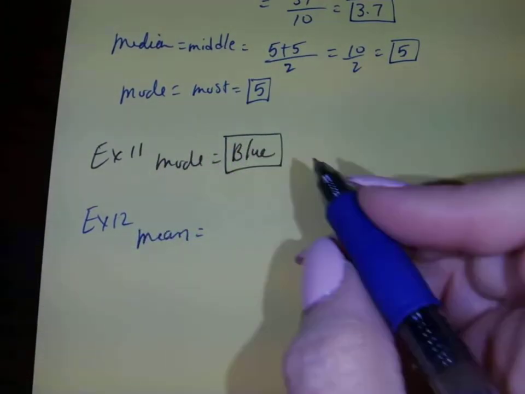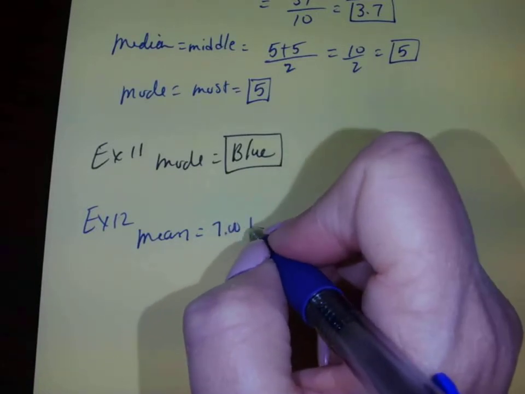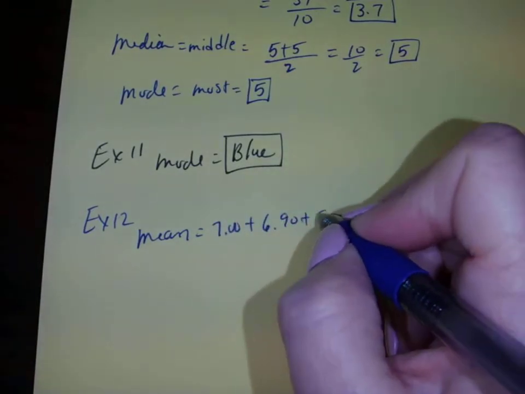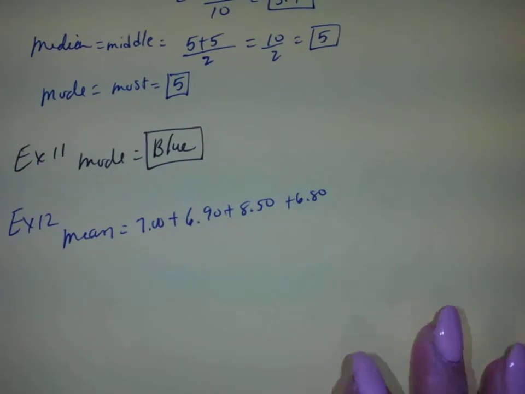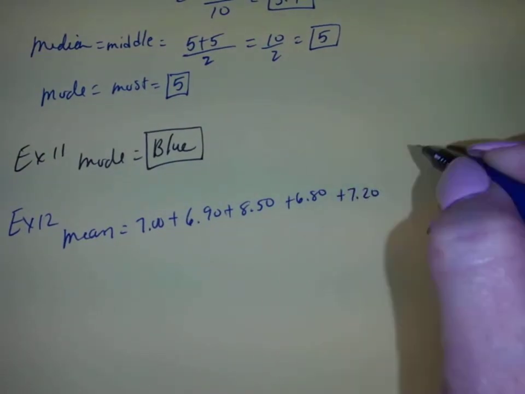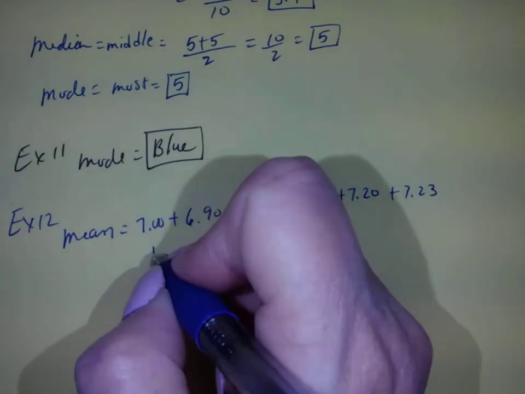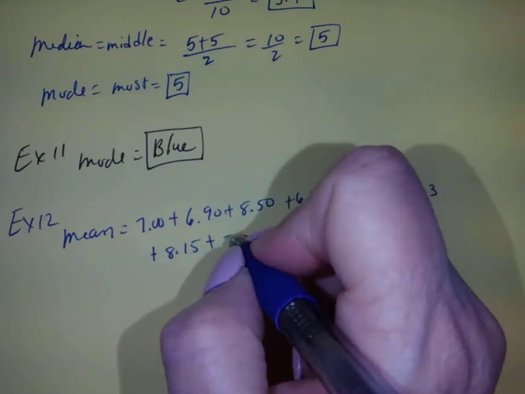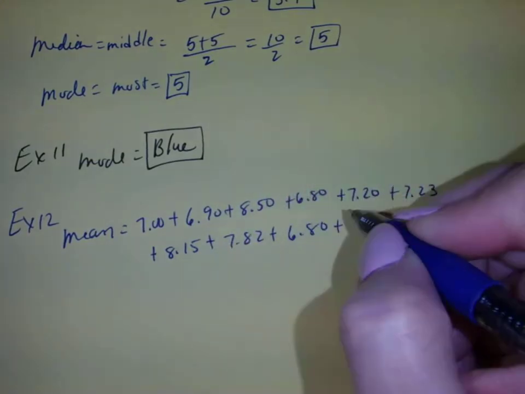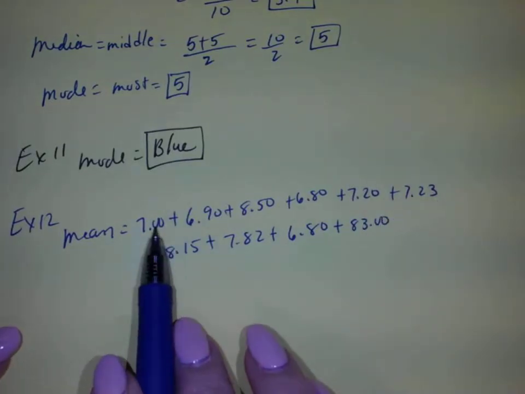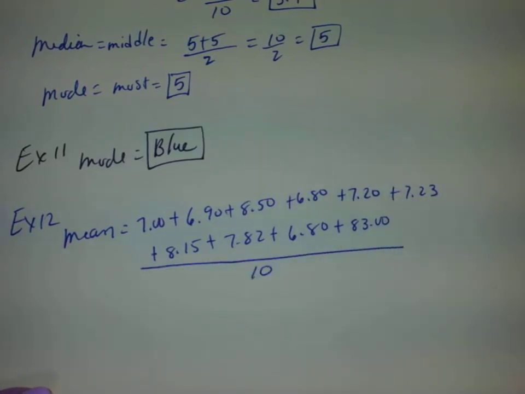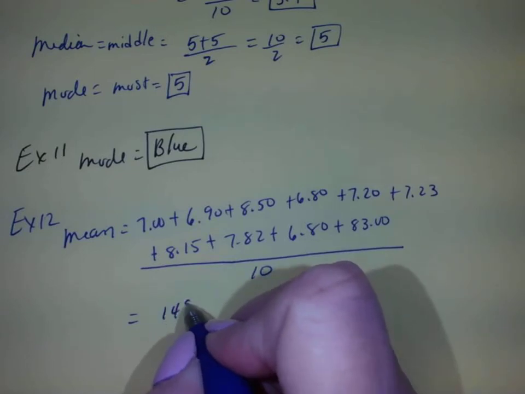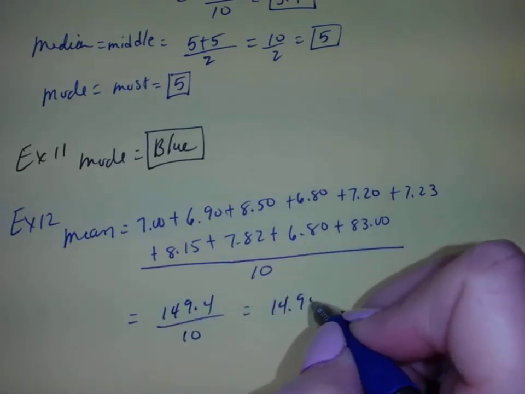So our mean, we will add all of these together. So we have 7.00 plus 6.90 plus 8.50 plus 6.80. And I'm putting all the zeros on because that's what they have on the chart. 7.20, 7.23, plus 8.15, 7.82, 6.80, and 83.00. 1, 2, 3, 4, 5, 6, 7, 8, 9, 10. All right, so we've got them all. We're going to divide by 10. So on the top, we have 149.4 divided by 10, which will get us 14.94.